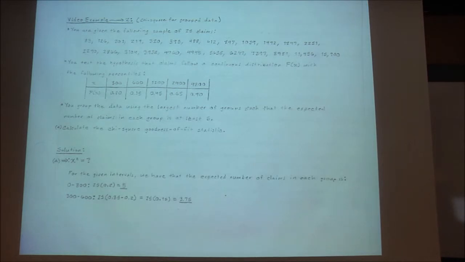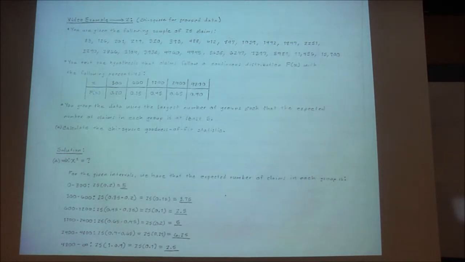Do the same thing for the interval from 300 to 600. You take F of 600 minus F of 300 to get your probability of being in that interval. Multiply it by the total number of observations, 25. You get 3.75. Going on with these, you get 2.5, then 5 expected claims in that interval, and 6.25 expected claims in that interval, and 2.5 expected claims greater than 4,800, based on the hypothesis.